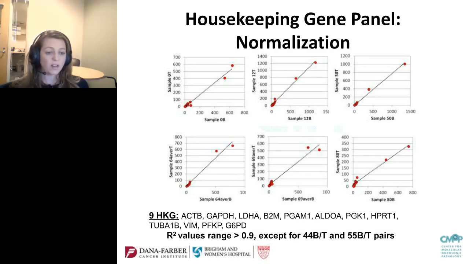What we looked at is, within a given case, so the tumor normal pairs, the correlation of these 9 genes within a case. What you can see here is I've plotted 6 representative samples and the correlation of these 9 genes across those samples. Generally, in most cases, with the exception of 2 sample pairs, this gene normalization gave a linear correlation above an R-squared value of 0.9.